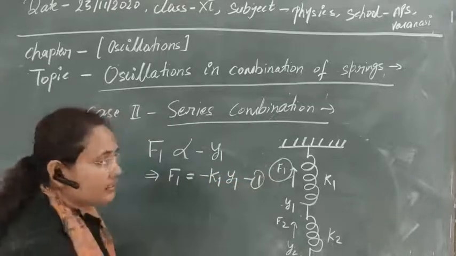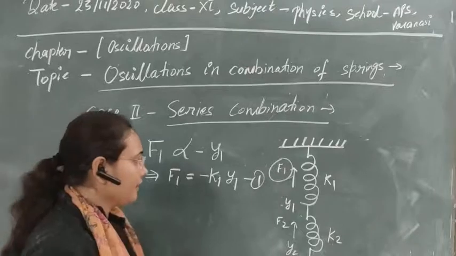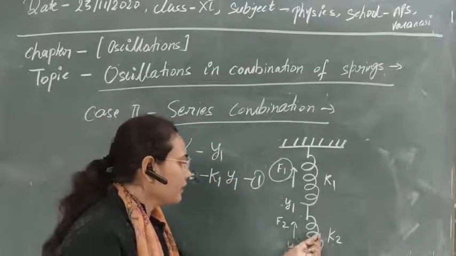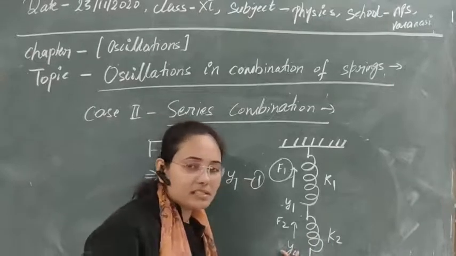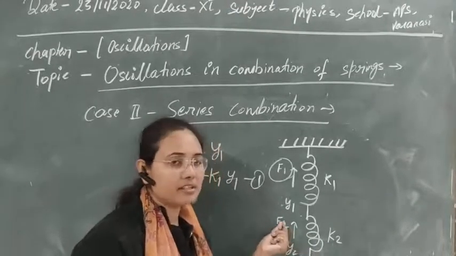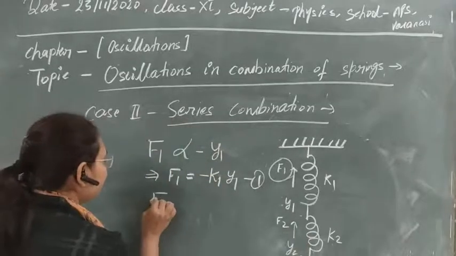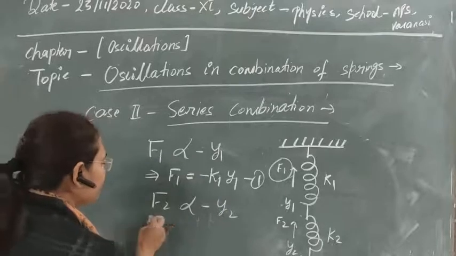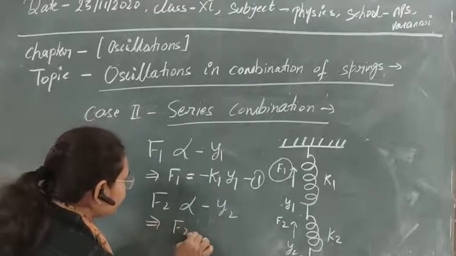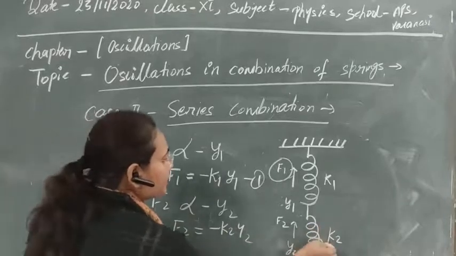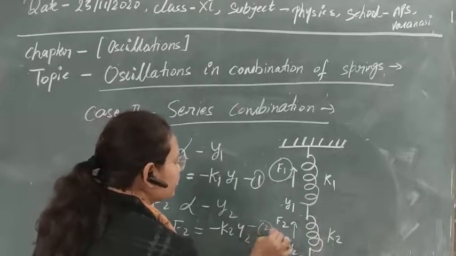This is equation 1. Clear? And again, this is F2. In spring 2, extension y2 is produced, and due to that extension restoring force F2 is developed, and its value depends on this extension y2. So we can solve it. This will be minus K2 y2, as K2 is the spring constant here. So this is equation 2.